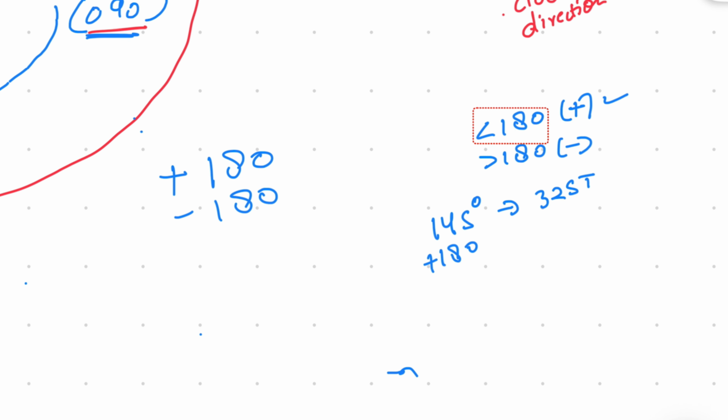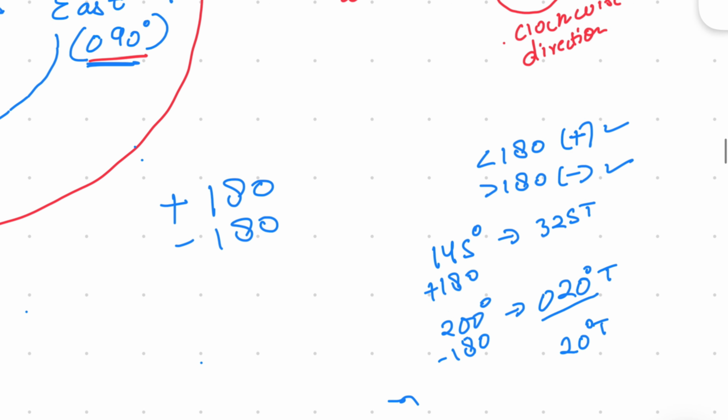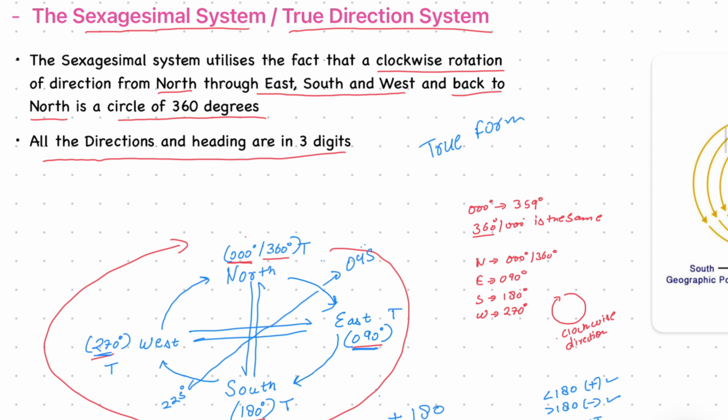And let's take another example. Suppose it is 200 degree. So what will be the reciprocal direction? It is greater than 180, so we have to subtract 180 from it. So it will come out to be 020 degree. We'll write it in this form, 020 degree. We can't write it like this, 20 degree, because as we have learned, all the directions will be in 3 digits.